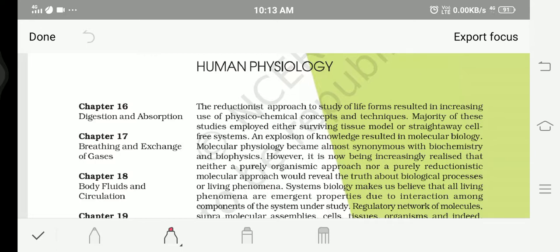Then body fluids and circulation. In body fluids and circulation we study the human heart system. How the heart is able to pump the blood, what the components of blood are, what the types of blood vessels are, how the heart pumps the blood, and how the blood through the blood vessels circulates throughout the body. Such concepts we are going to study in the body fluids and circulation chapter.